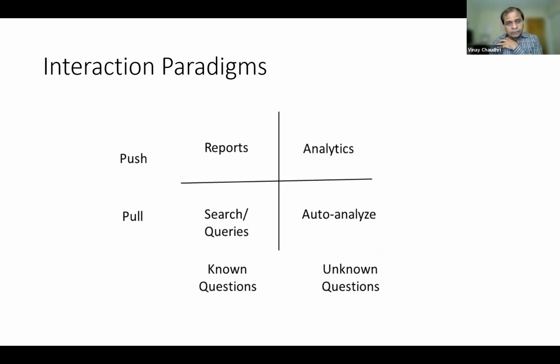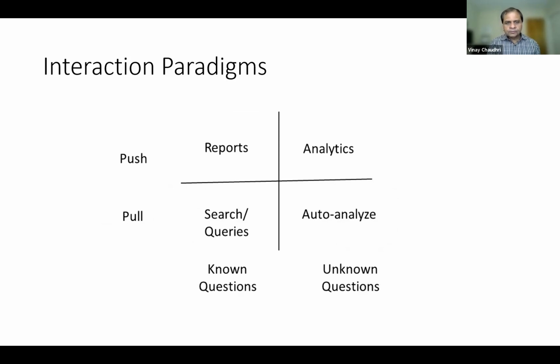Okay, so now this slide captures different modes in which a user may approach a knowledge graph. And we can categorize that into 4 different ways of interacting. First, we have a push versus pull mode.